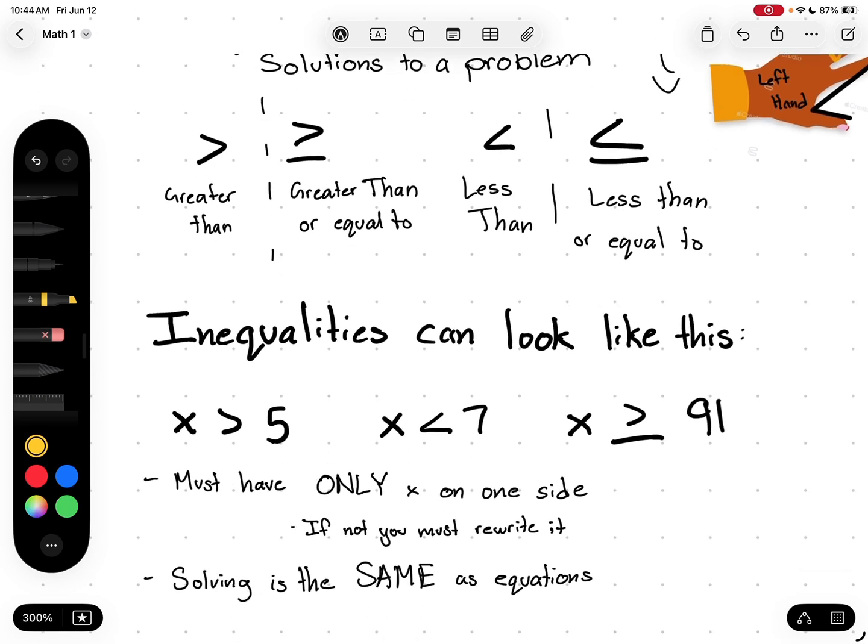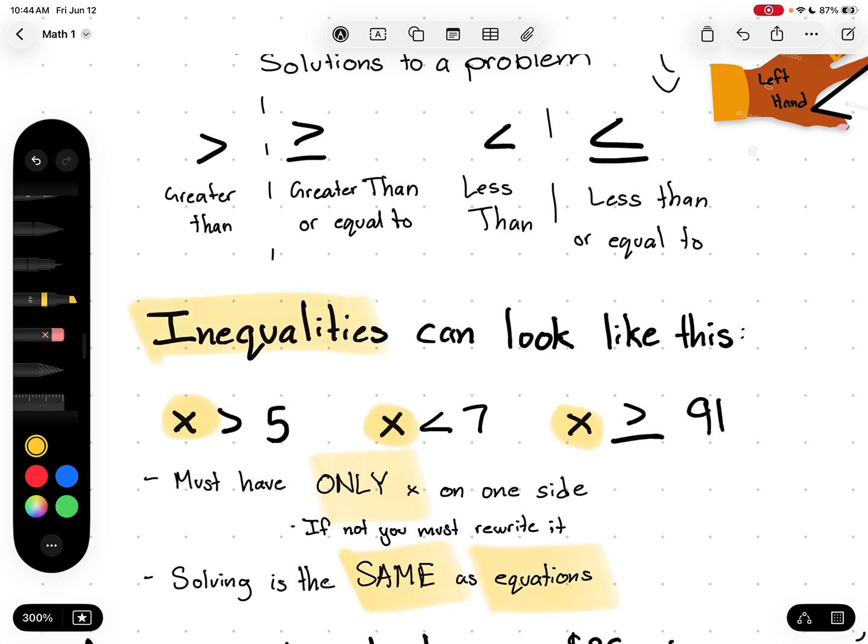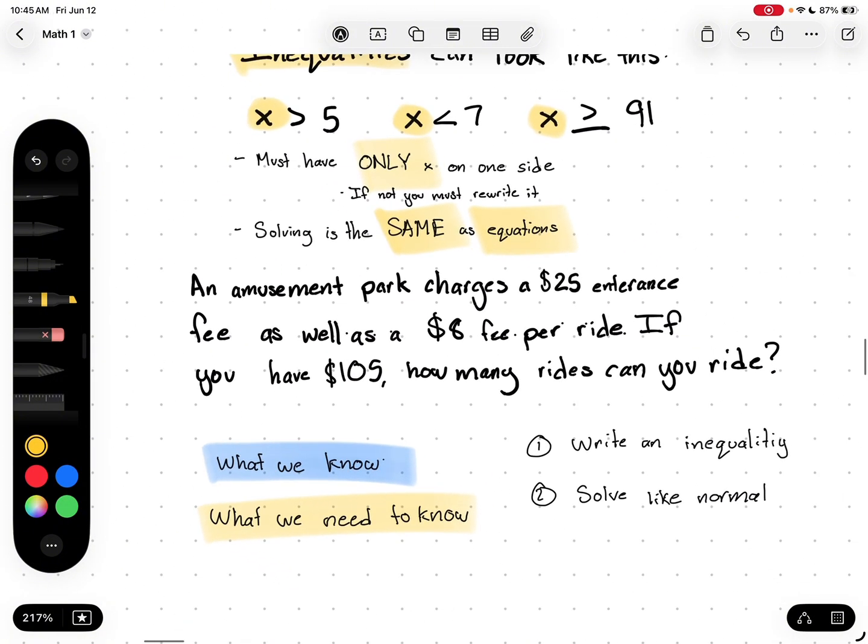So inequalities often look like this, and normally, in simplest form, this is what they look like. They must always only have x on one side in simplest form, and if it's not, then you have to rewrite it or solve it to make sure that it's always x or the variable on one side. And the steps to solving an inequality are the same as the equations. So just keep that in mind. Again, there is a video already on this, and if this does not make sense to you, please go ahead and check that out. So let's go ahead and do some word problems with inequalities.